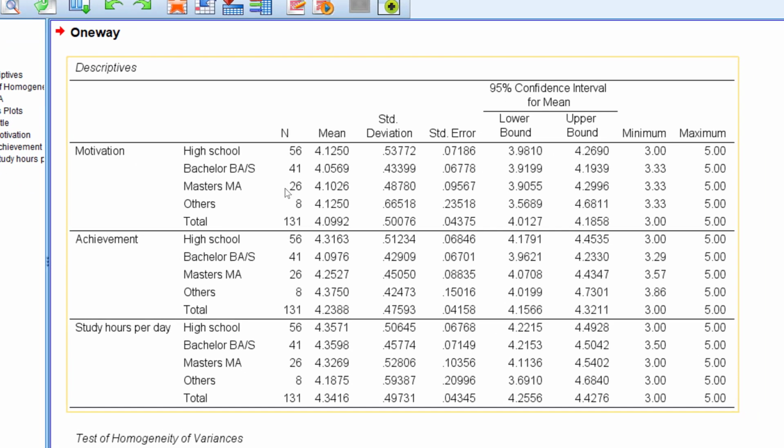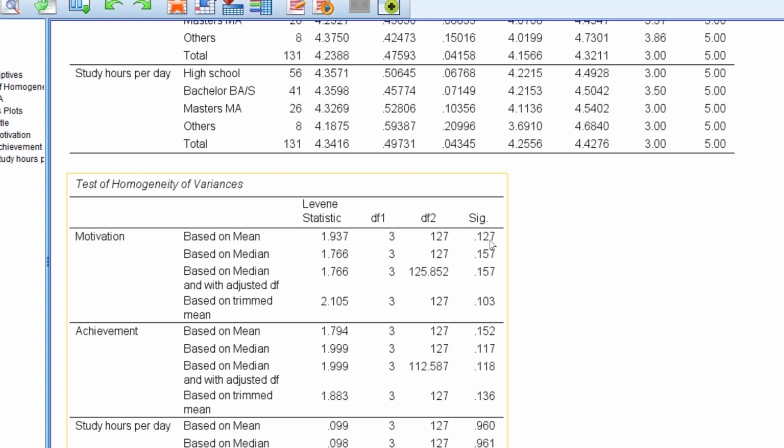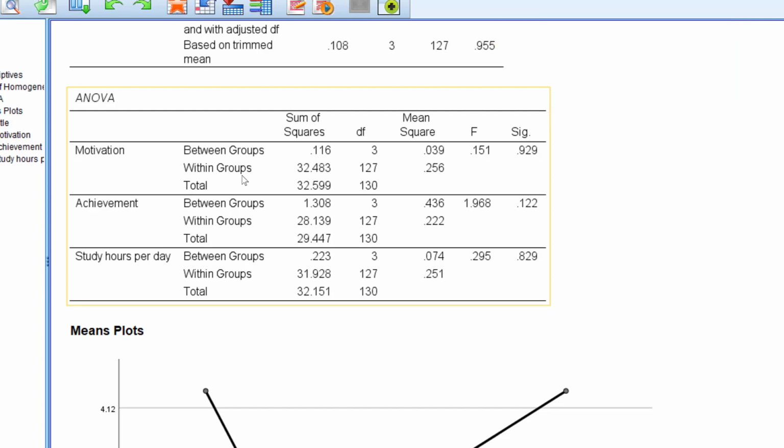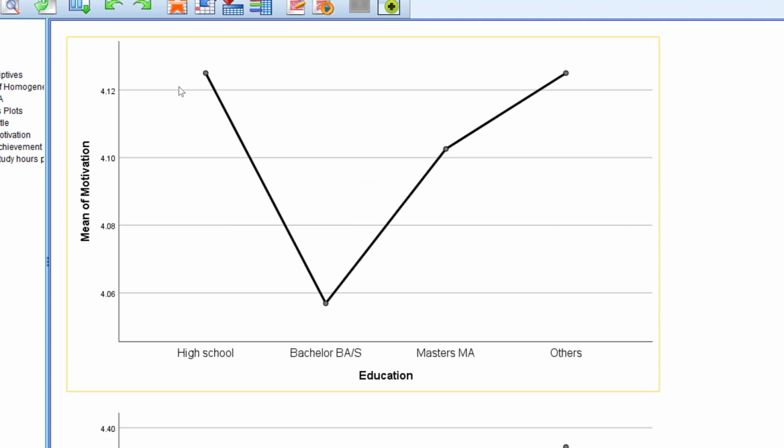So here is the output. We can find descriptive stats and inferential stats. So let's look at the inferential stats here. It seems that there is no statistically significant difference between education on the one hand and motivation, achievement, and study hours. Here you can find that there is a difference, but it's not statistically significant.